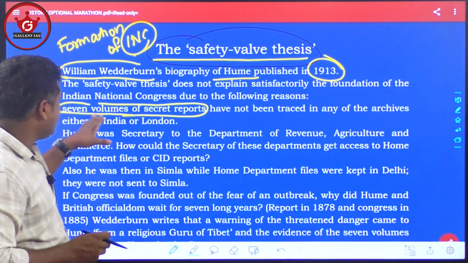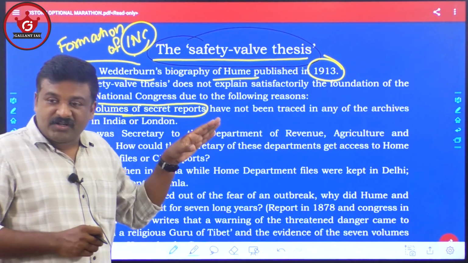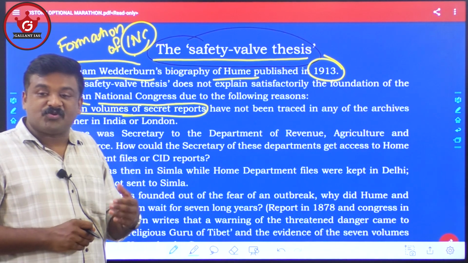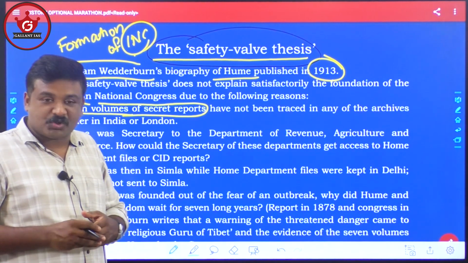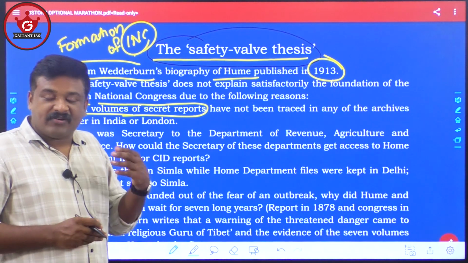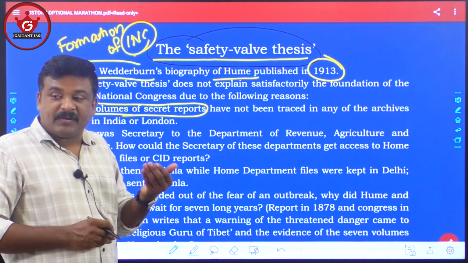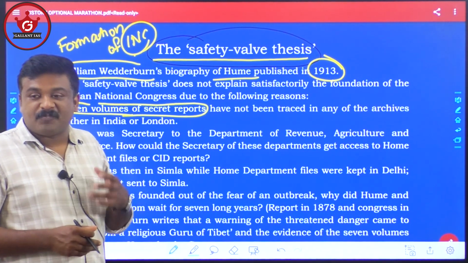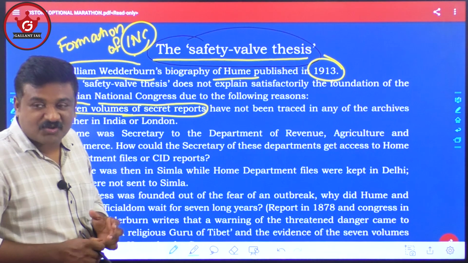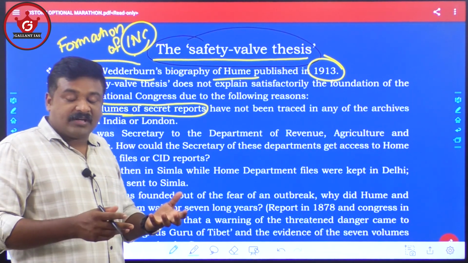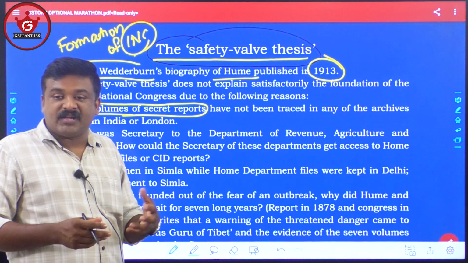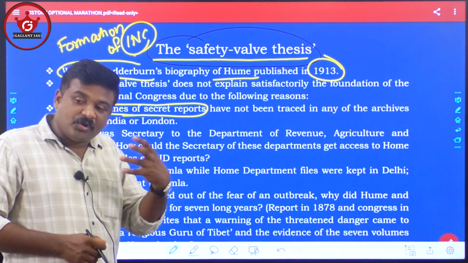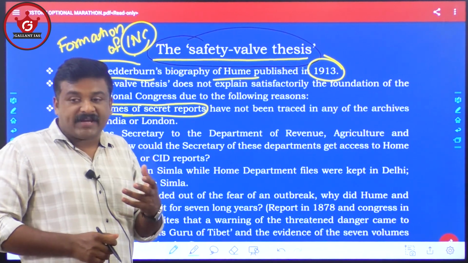So 7 volumes of secret reports were sent to Simla, and it is said that A.O. Hume, reading these secret reports, accordingly proposed the formation of INC. He was very well aware of this upcoming threat. The reports spoke of growing discontent among Indian peasants, workers, the labor class and the middle class, so we have to act. Understanding these reports, A.O. Hume proposed INC formation.